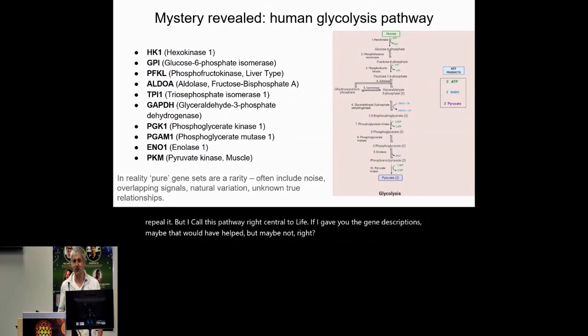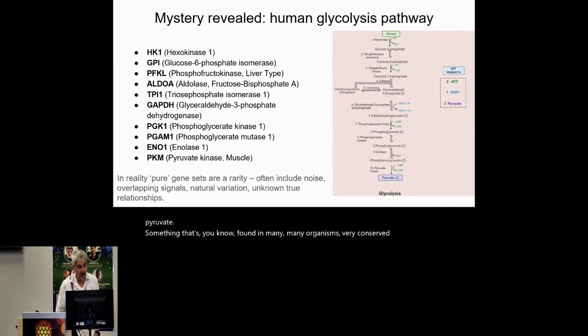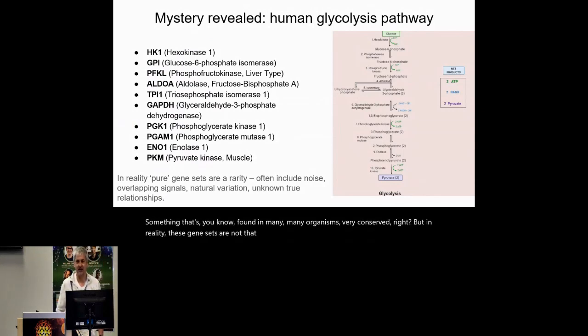And then, we actually know more here, right? So we know the individual gene functions. We know how they link together, performing a series of reactions that take glucose to pyruvate. Something that's found in many, many organisms, very conserved, right? But in reality, these gene sets are not that pure, right? They include noise, they have overlapping signals, natural variation, relationships we don't know about, and other things, right? So in many ways, it's kind of downhill from this model organism, well-known process setting.